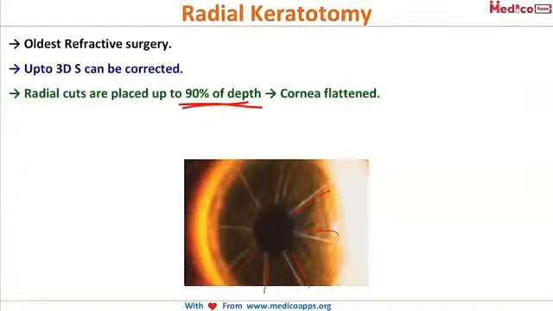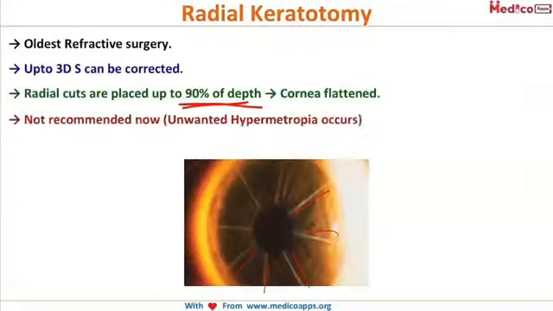What you can make out from here is you're cutting 90% of the depth of the cornea without measuring the requirement depending on the refractive error of the patient. So it results in unwanted hypermetropia, right? That is why it is not recommended now. There is excessive flattening of the cornea in this condition. So it results in unwanted hypermetropia. So this procedure is discarded now.